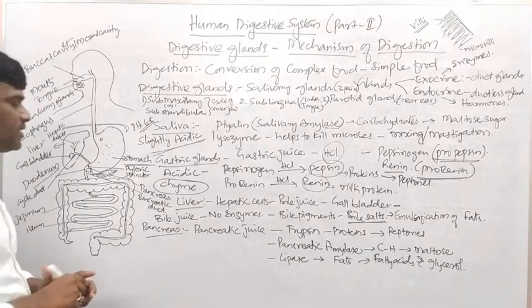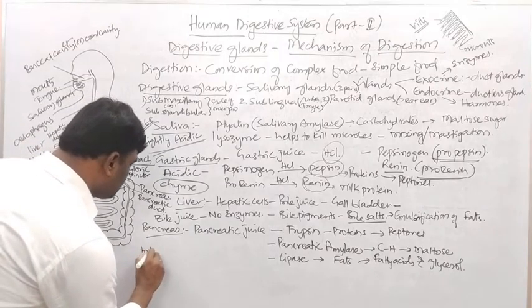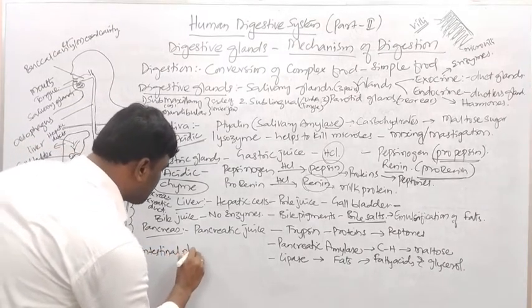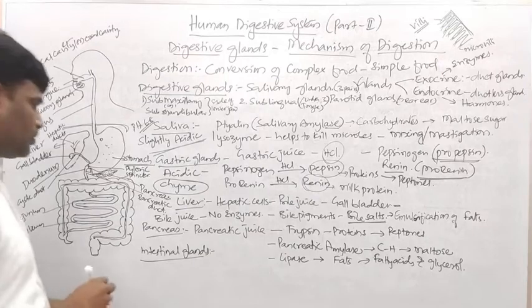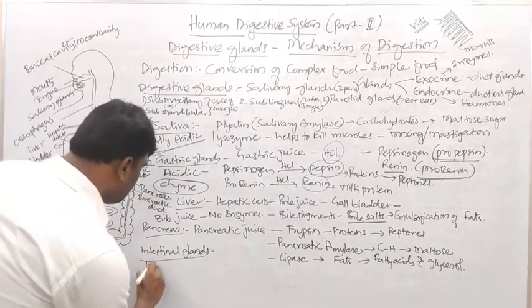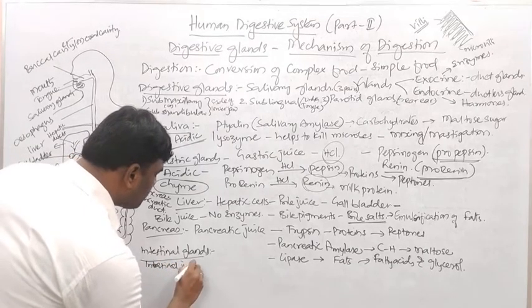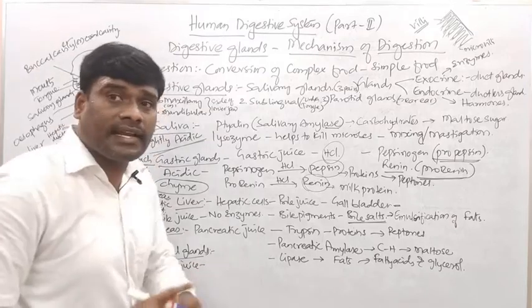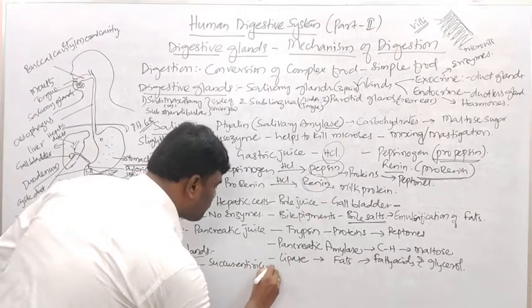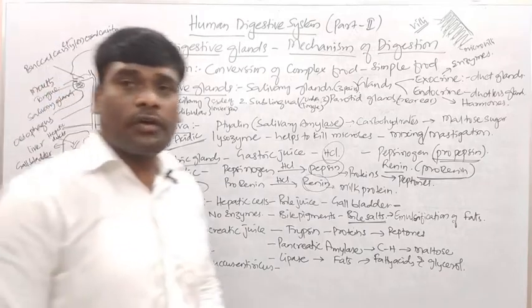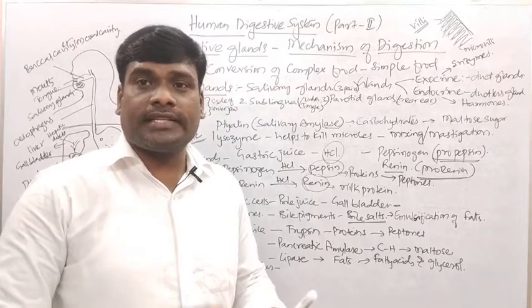So what happens here? I'll write it here: intestinal glands. These intestinal glands, children, produce intestinal juice. We call this juice succus entericus. So this intestinal juice is called succus entericus.